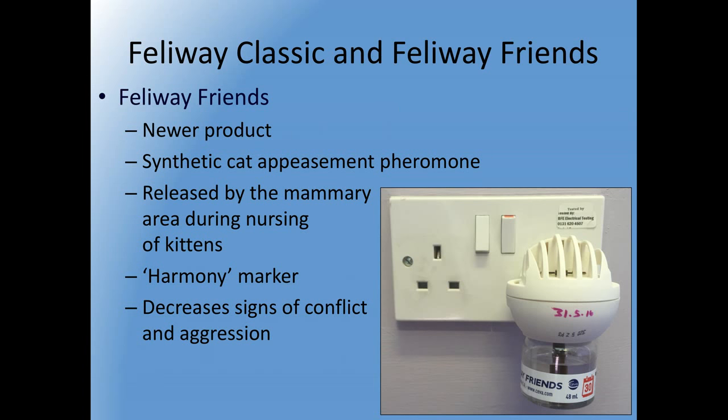More recently, CEVA have launched a product called Feline Friends, which is the cat appeasement pheromone. This is produced in the mammary area during nursing of kittens, and is called a harmony marker. It reduces tension and conflict between cats living in the same area and sharing some resources. And this certainly I have found very helpful in some of my cases where there has been inter-cat conflict in the home, and it can be used on its own or in combination with the classic Feliway according to what you feel is appropriate for that situation.